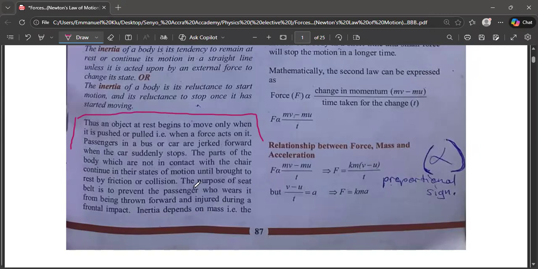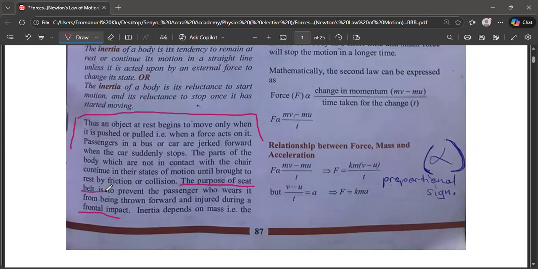So now you have seen the reason why they said that the purpose of the seat belt is to prevent the passenger who wears it from being thrown forward and injured during a frontal impact. That is the main reason why, underline this in your notebook. This is the main reason why seat belts are provided in a car.